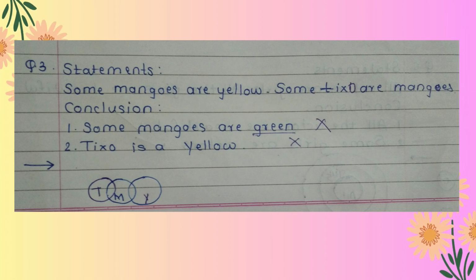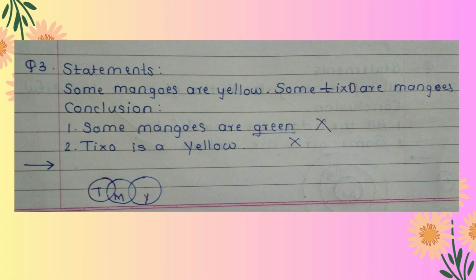In the third question, they have given the statement: some mangoes are yellow, some tixo are mangoes. We can represent it as the first circle of mango, and some mangoes are yellow. So for this "some" relation we represent M and Y as two circles, and some tixo are mangoes, so some part of the mango circle is the tixo circle, like this. And in the conclusion we have to see which follows.